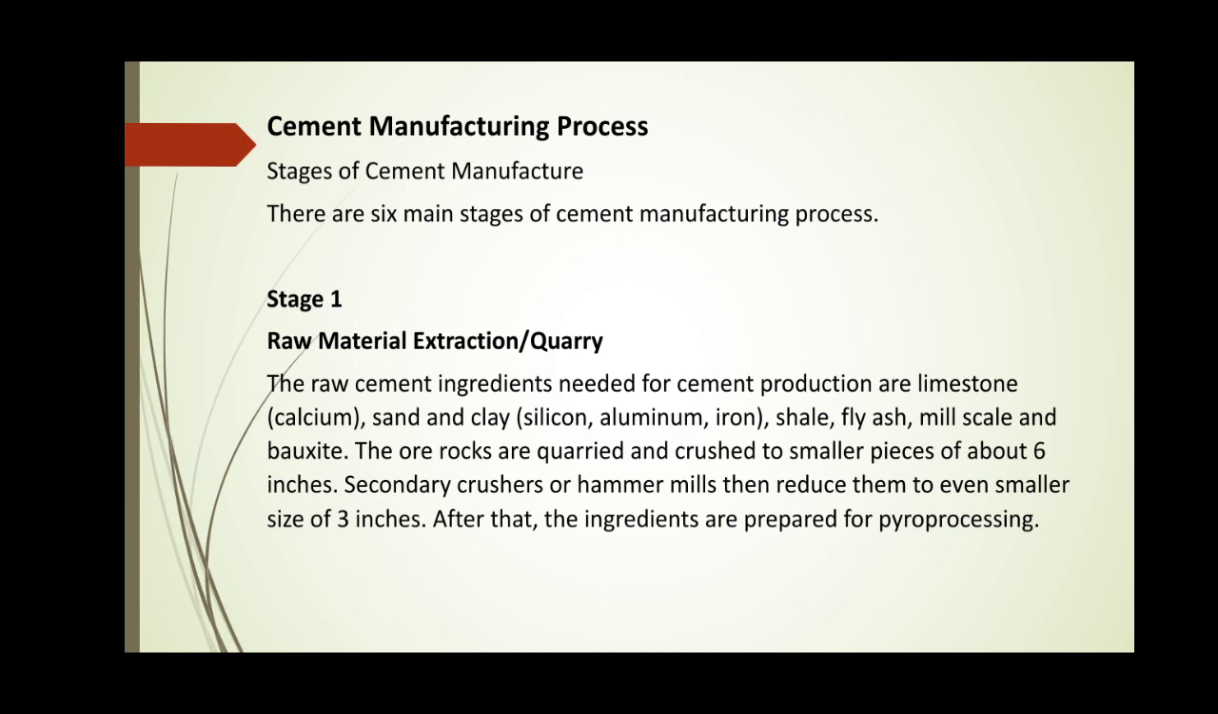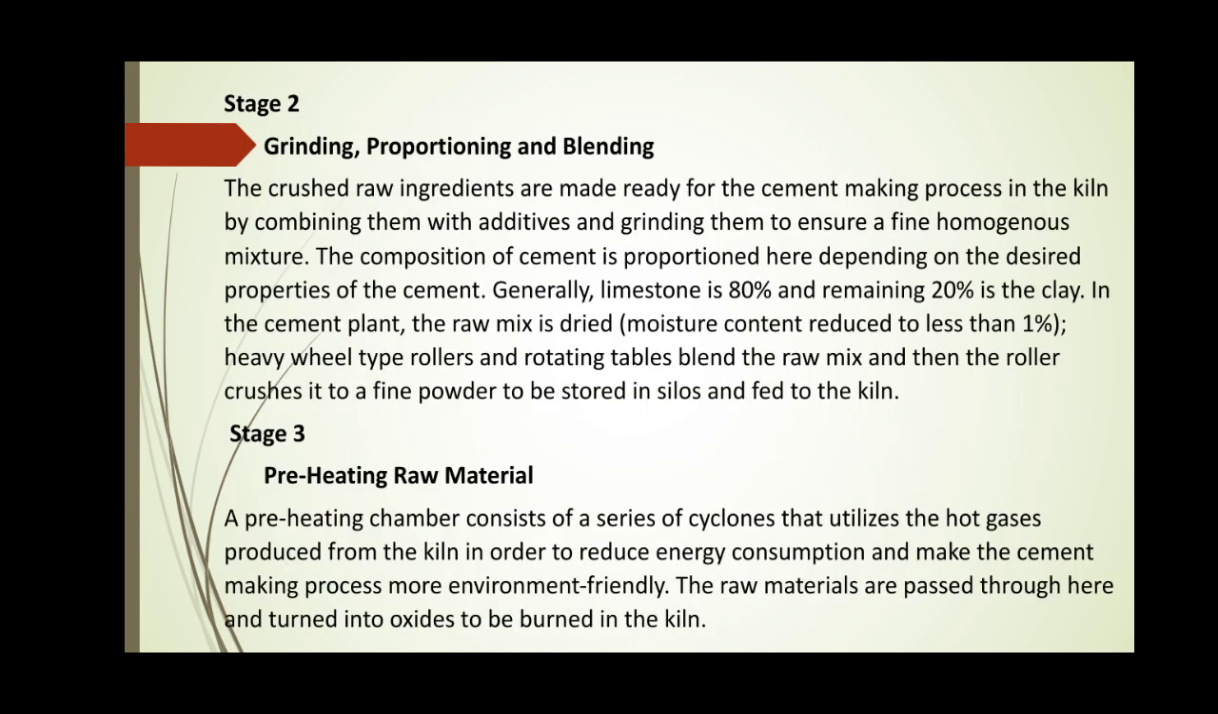After the ingredients are prepared for pyroprocessing, it means all the ingredients are extracted and then ground to a smaller size of 3 inches to 6 inches. In the second stage, the grinding, proportioning and blending is done.